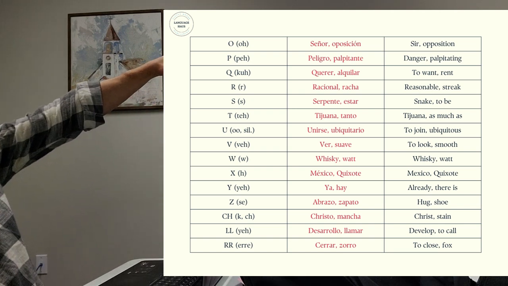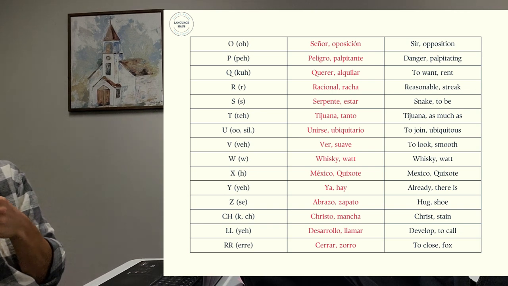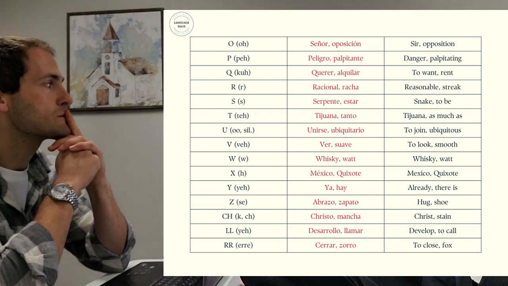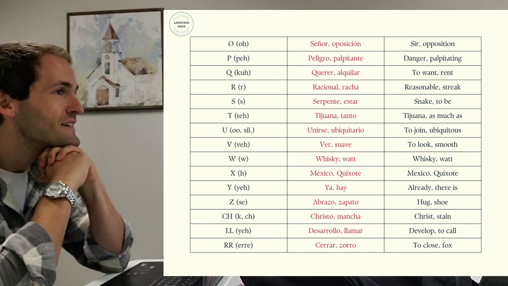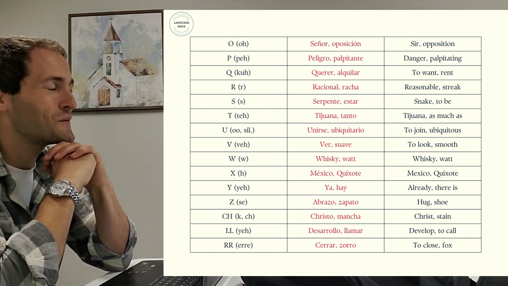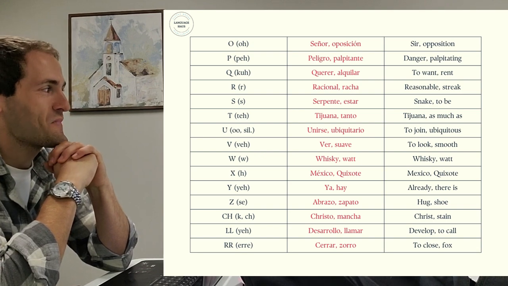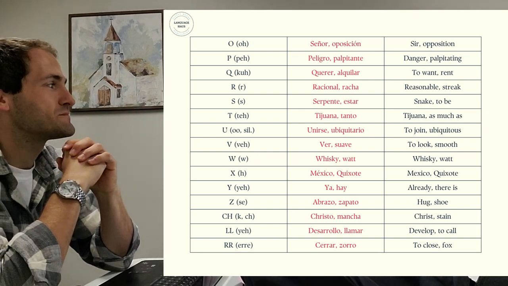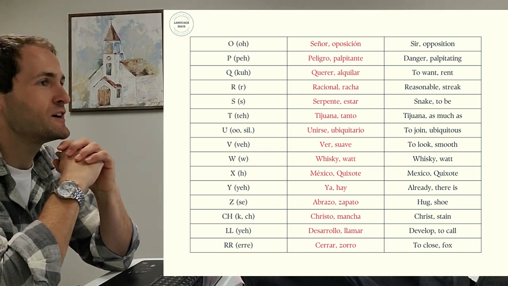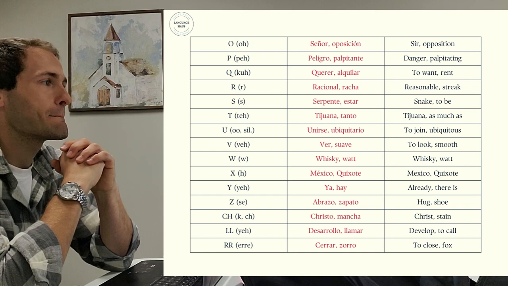Does anybody want to take the next 3? V, W, and X. Ver. Suave. Perfect. Great job. Whiskey. Is that right? Yes, it is. So it is kind of whiskey. White. Just the double T is just a T. Correct. Mexico. Quixote. It's an E because I don't say the U. Correct. Quixote. Okay, because there's an I. Very good.